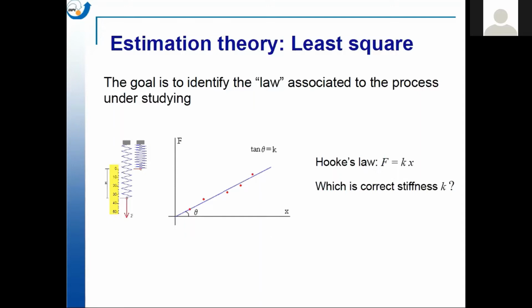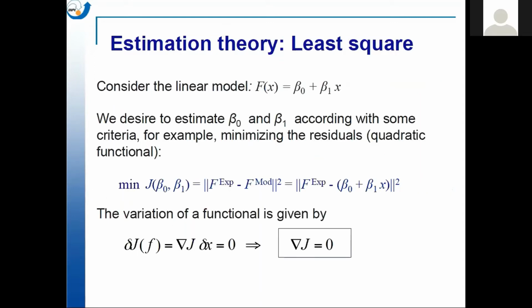However, the blue line represents the theoretical model, and in order to identify this blue line, I need to identify the stiffness K. So one idea is that we have our theoretical model, beta 0 plus beta 1 multiplied by X. This is our model. The deformation is related to the force according to Hooke's law. And I try to identify these parameters, beta 0 and beta 1, by using the least squares approach.